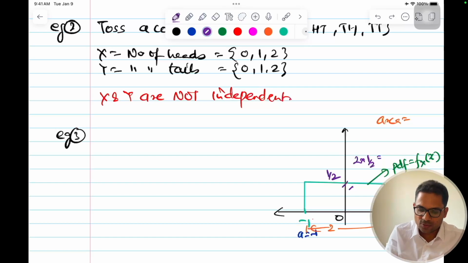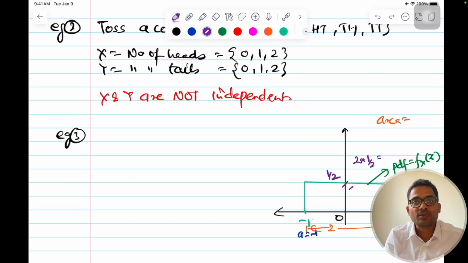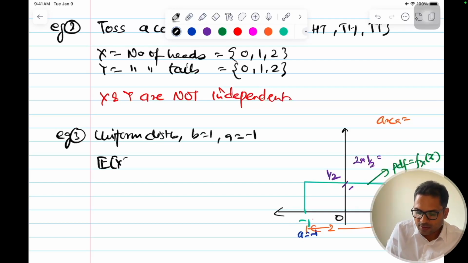So you remember, what will be the expected value here? Expected value will be 0. So let's write it down. This is a uniform distribution, B is equal to 1, A is equal to -1. So expected value of X is equal to mean is equal to (B plus A) by 2, that is equal to (1 plus -1) by 2.